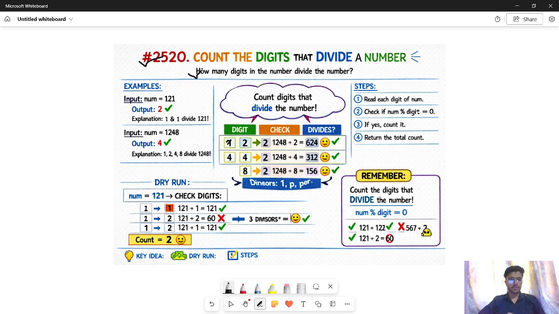Example number 1: input 121. Output 2. 1 and 1 divide 121. 1 and 1 divide 121.